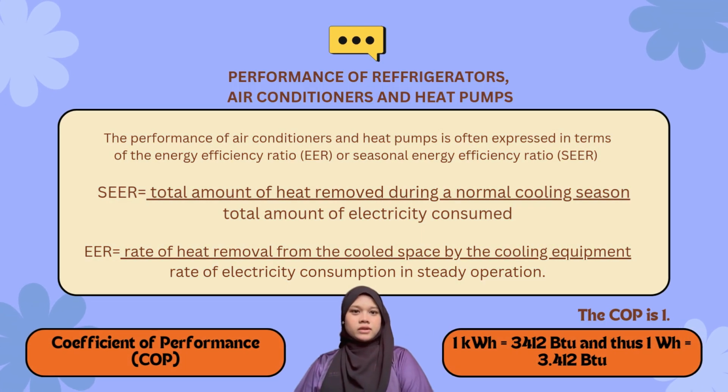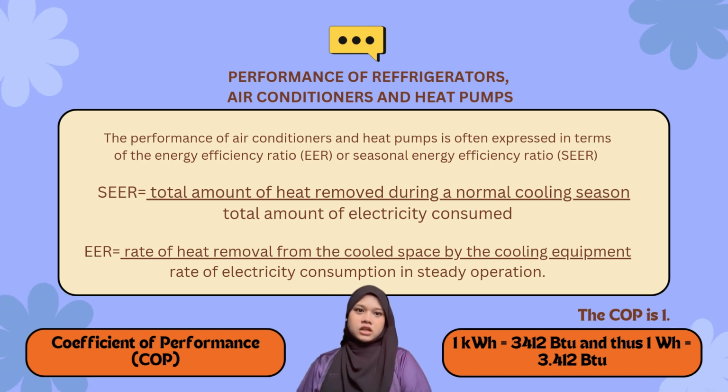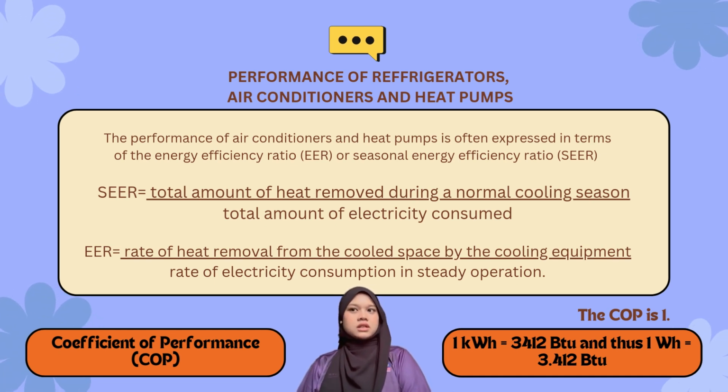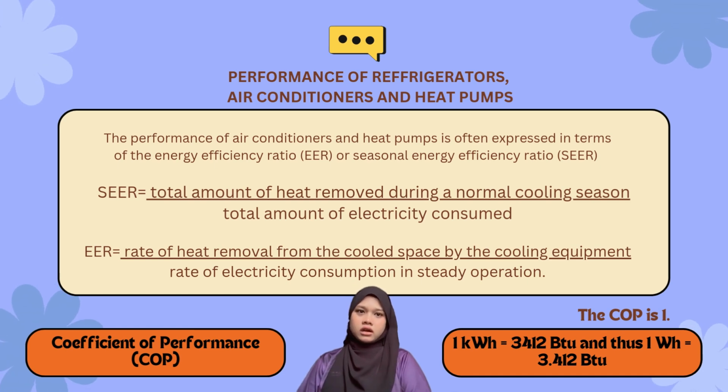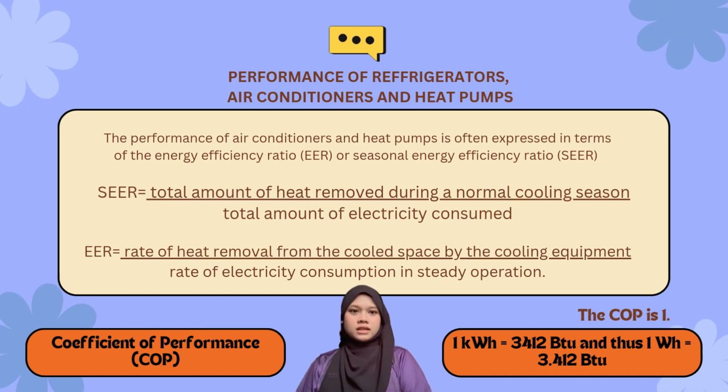Okay, next I will move to the performance of refrigerators, air conditioners, and heat pumps. It is usually expressed in terms of the energy efficiency ratio, EER, and also the seasonal energy efficiency ratio, SEER. For SEER, it is the total amount of heat removed during a normal cooling season over the total amount of electricity consumed, while for EER, it is the rate of heat removal from the cool space by the cooling equipment over the rate of electricity consumption in steady operation.